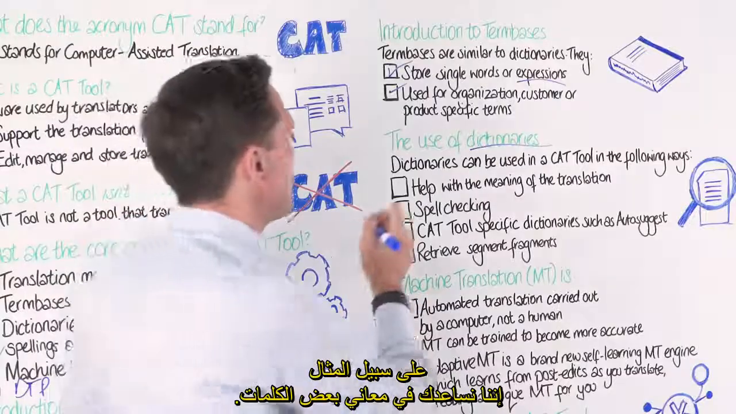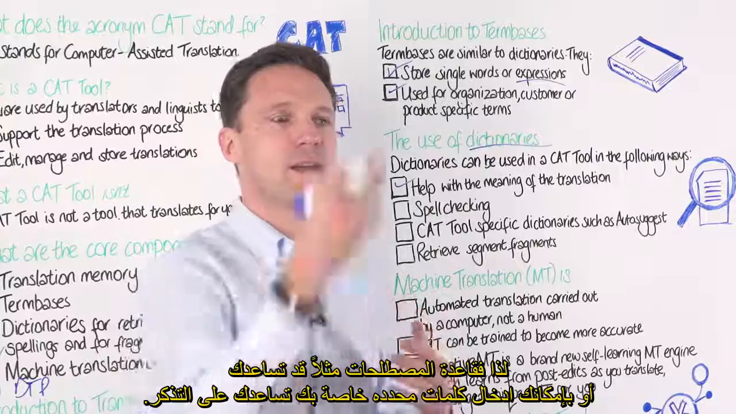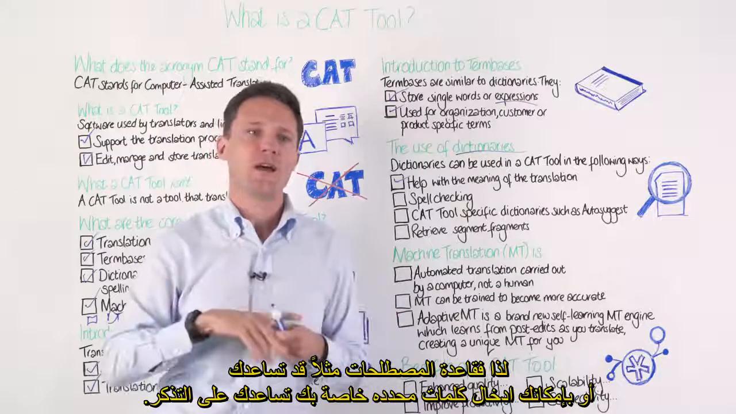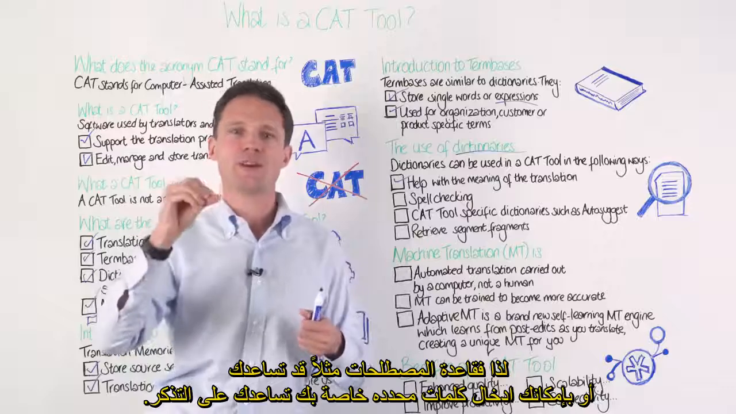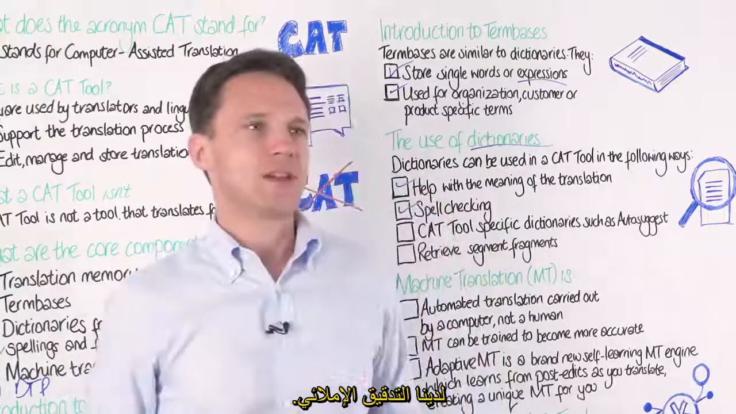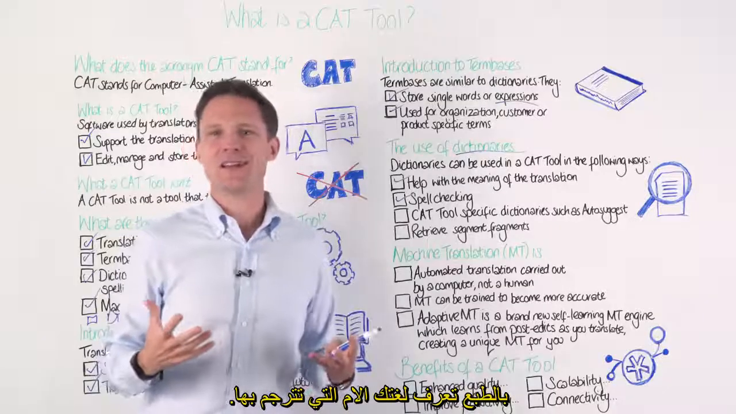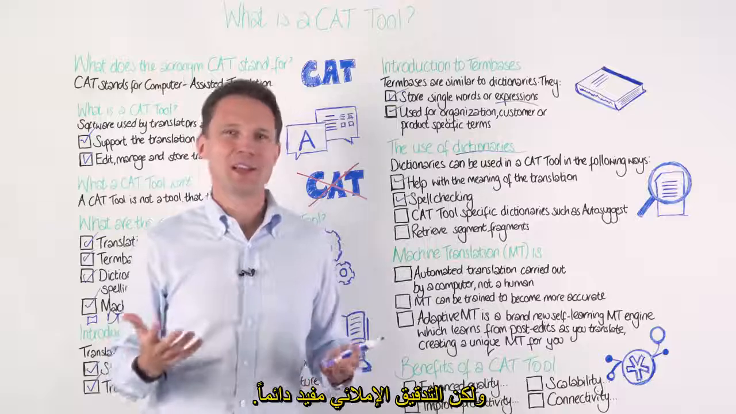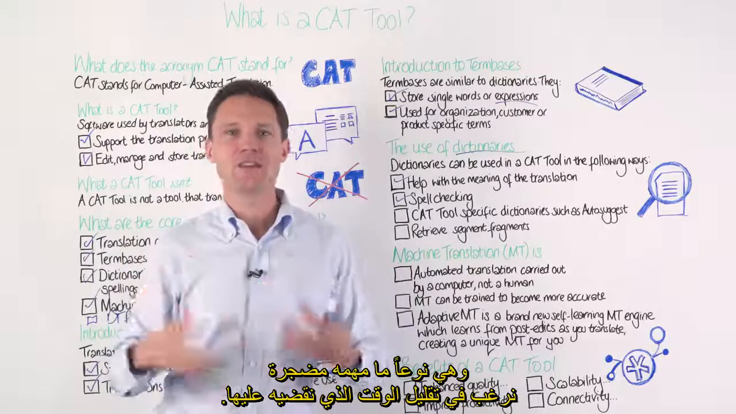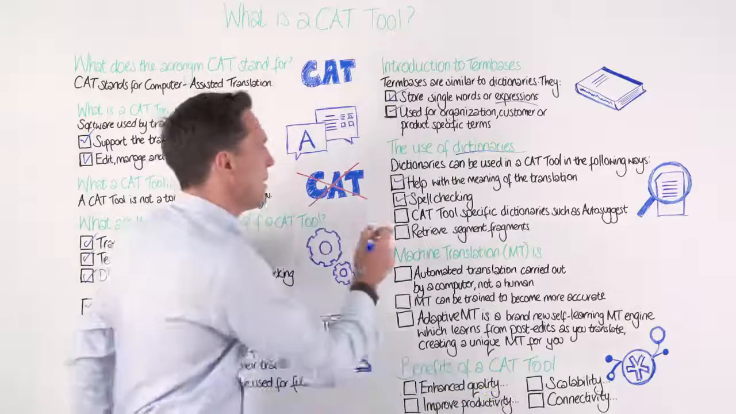For example, we are helping you with the meaning of some words. A term base can help, or you can introduce your own specific words that you get reminders from. You have spell checking. Of course, you know your native language that you're translating into, but spell checking is always helpful, and it's a sort of monotonous, tedious task that we want to minimize the time you spend on.